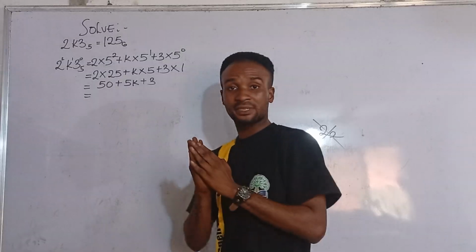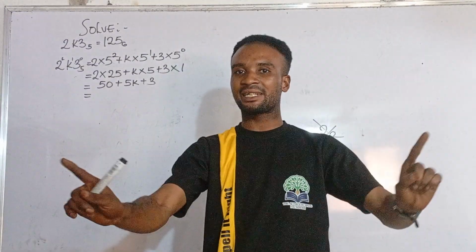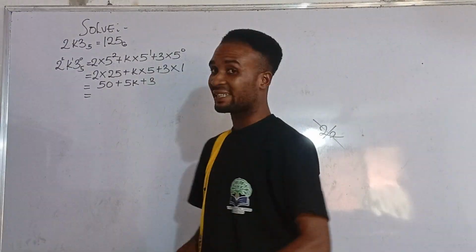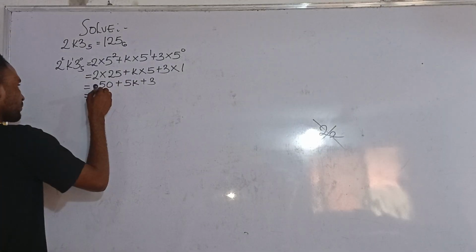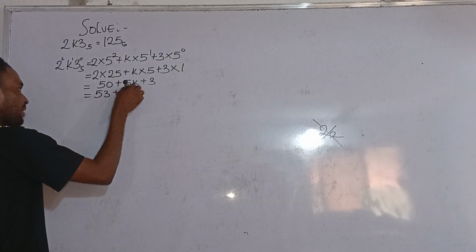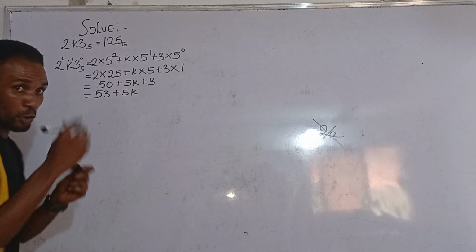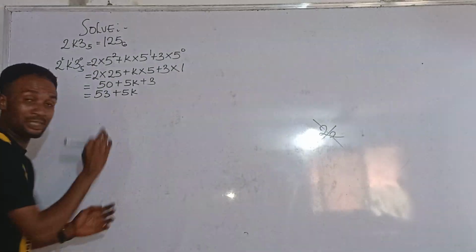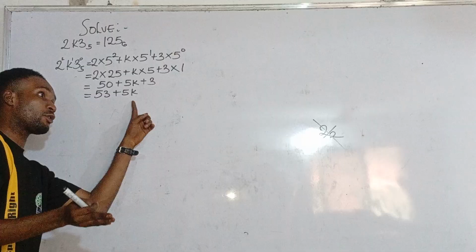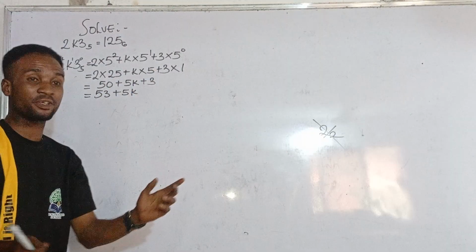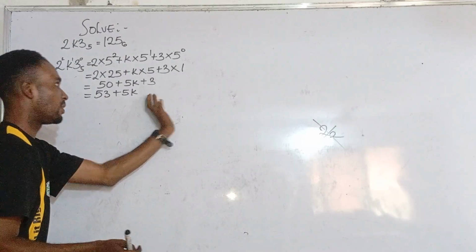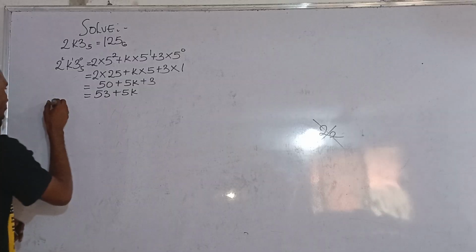This and this are both the same thing because they are not carrying an unknown. So 50 plus 3, that gives me what? 53. Plus 5k. I'm going to leave this. I will stop here. Do you know why? Because I cannot add these two together, right? I'm not getting the value of k. I am asked to look for the value of k. So I can't add this together. I will leave this halfway and then I will attempt this other one.